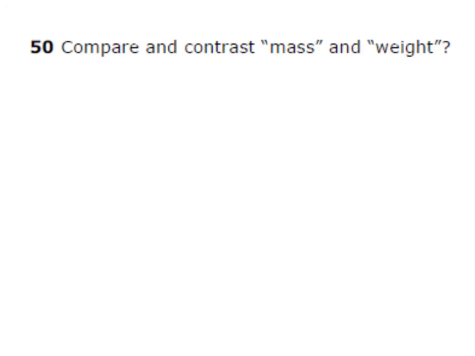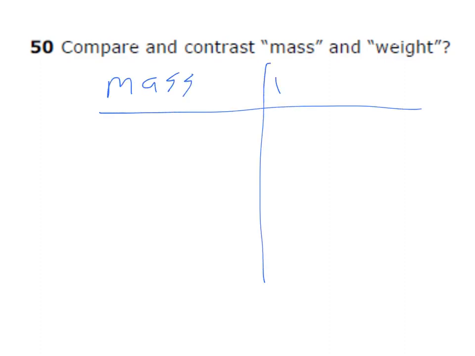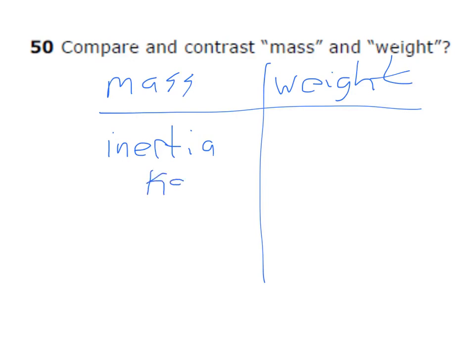Last question. Compare and contrast mass and weight. All right, so let's take a look. Mass. Weight. So mass is basically the same thing as inertia. All objects that have mass have inertia, and we measure inertia and we also measure mass with the units of kilograms.